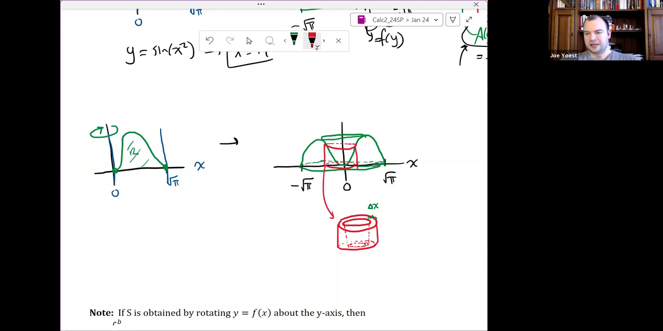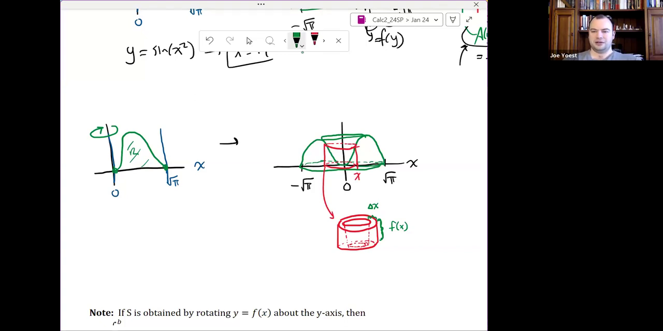For a given x value on the x-axis, I see that I have an associated height of the shell, y equals f of x. So this height here is going to be approximately f of x across the whole shell.